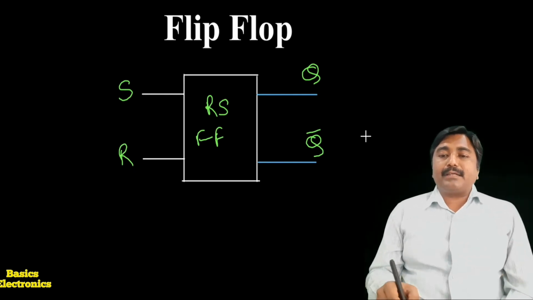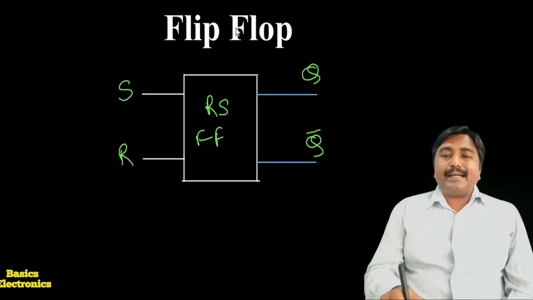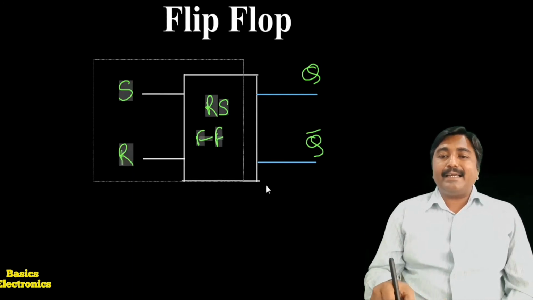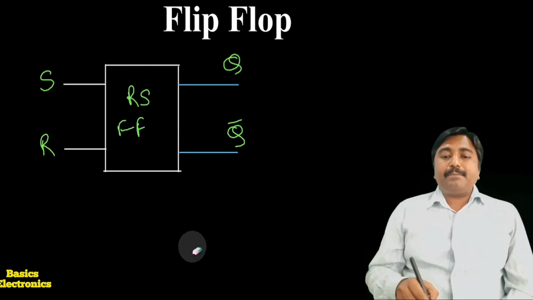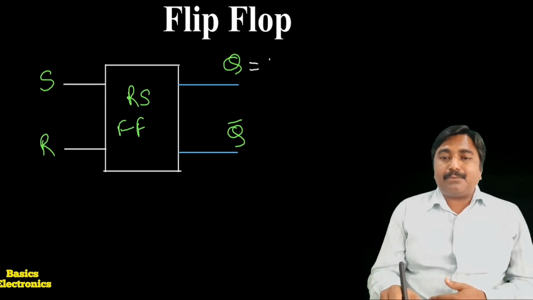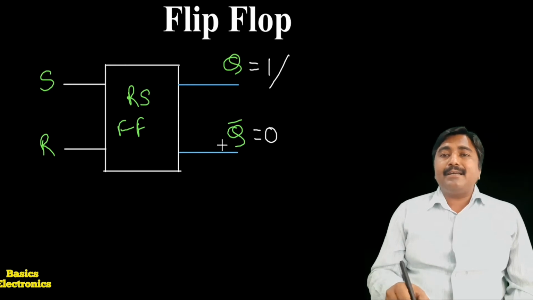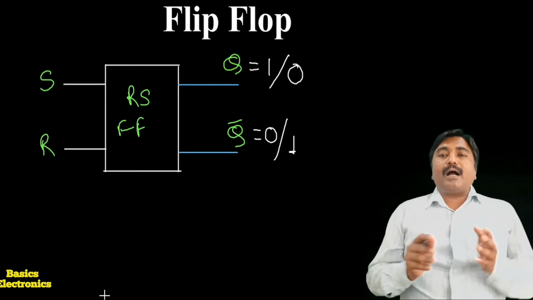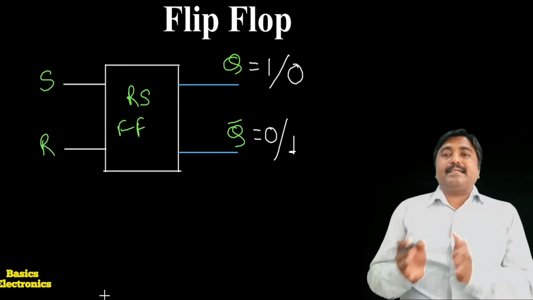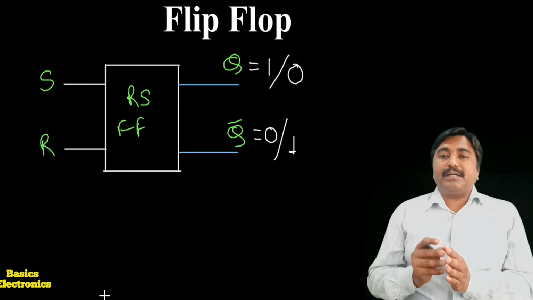Now we have to consider the two conditions of the flip-flop. The flip-flop is either in the set condition or in the reset condition. When the flip-flop is in the set condition, the output Q equals 1 and Q bar equals 0. When the flip-flop is in the reset condition, Q equals 0 and Q bar equals 1. How we get the flip-flop in the set condition and the reset condition, we have to see by using the logic diagram.